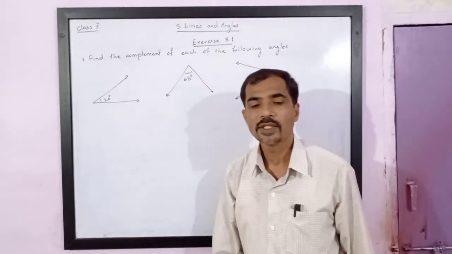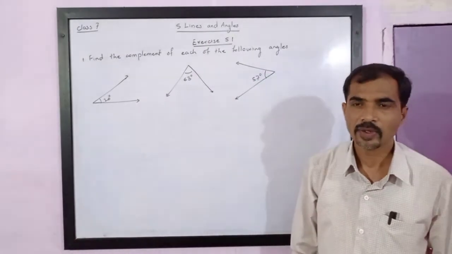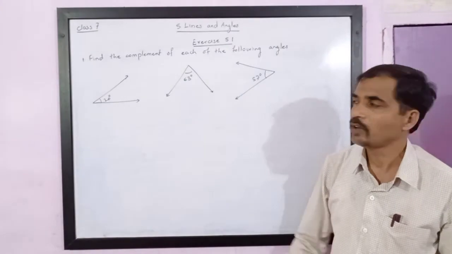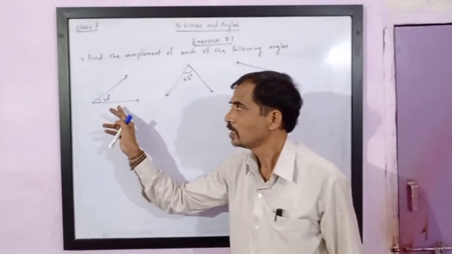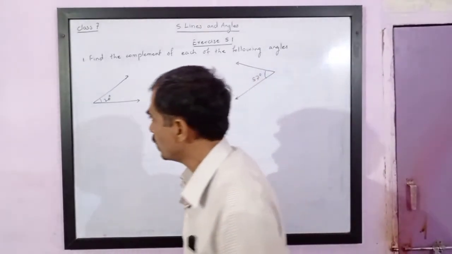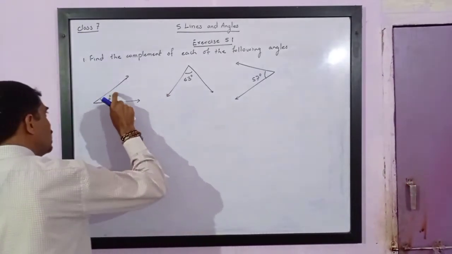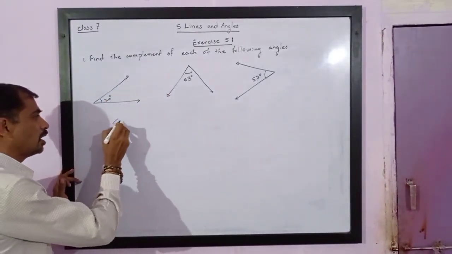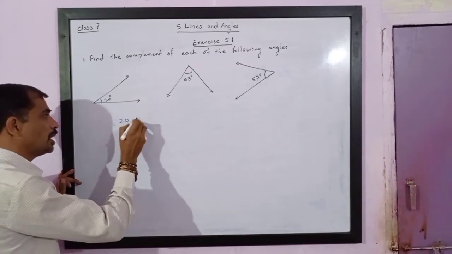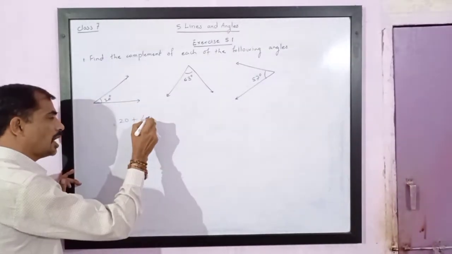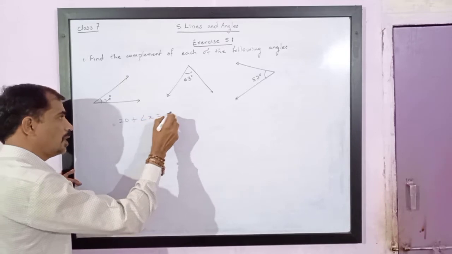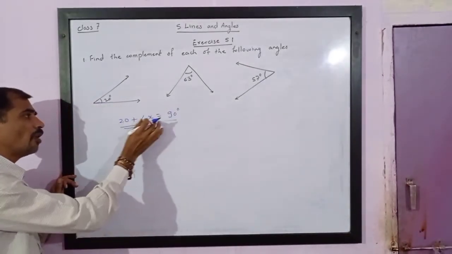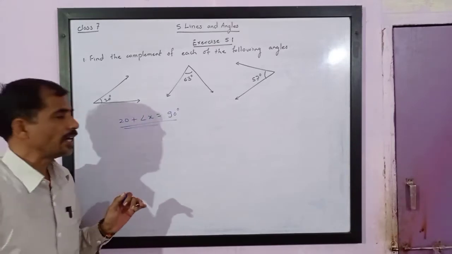We know that if the sum of the measures of two angles is 90 degrees, then we call those angles complementary angles. So here, if one of the angles is 20, the other angle x must satisfy 20 plus x equal to 90 degrees. This is what we have studied, that is, the sum of complementary angles is always 90 degrees.